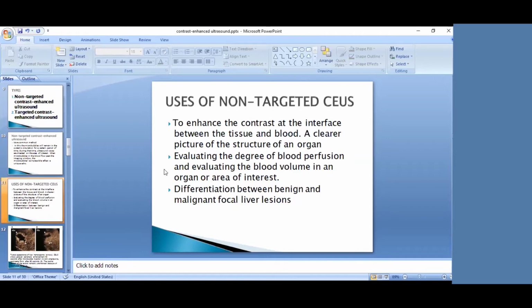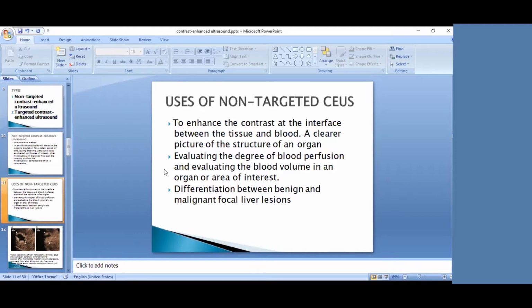Since non-targeted contrast enhanced ultrasound is the most common method, what are its uses? It enhances the contrast at the interface between the tissue and blood, giving a clearer picture of the structure of an organ. We will see a clearer picture of the structure of the organ. It also evaluates the degree of blood perfusion, the blood volume in an organ or area of interest. Then what will we see?